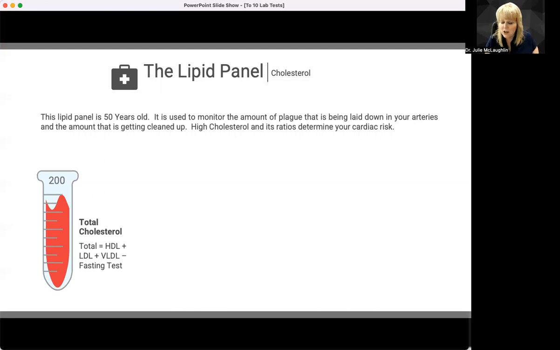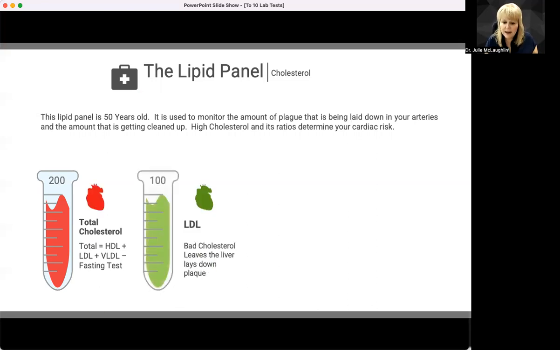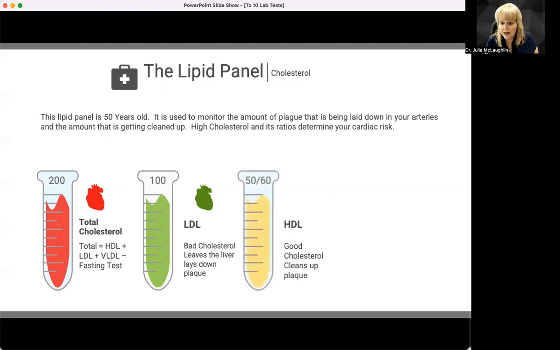This lipid panel blood test is always done fasting. To get your optimal numbers, you want to fast for 12 hours, but remember to drink water so you're not dehydrated. On the LDLs, I want your LDLs to be below 100. There are some labs that say below 140, but to be optimal, we want below 100. LDL is your bad cholesterol, and it leaves the liver and lays down plaque. Your HDL is your happy, healthy, good cholesterol, and that's what cleans up the plaque. For men, we want it optimally above 50, and for women above 60. The traditional lab range is around 40.